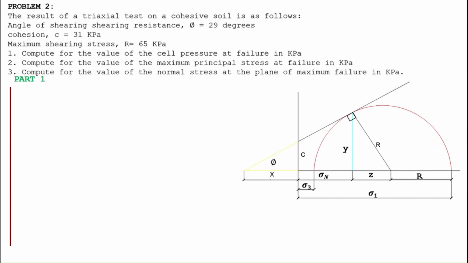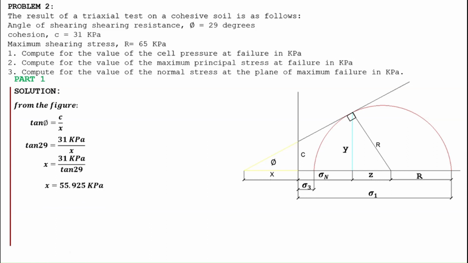For our solution to the first part of the problem, from the illustration, tangent of angle phi is equal to the cohesion c over x. Substituting values, tangent of 29 degrees is equal to 31 kilopascal over x. X value therefore is equal to 55.925 kilopascal. Note that this is still not our final answer for part 1.